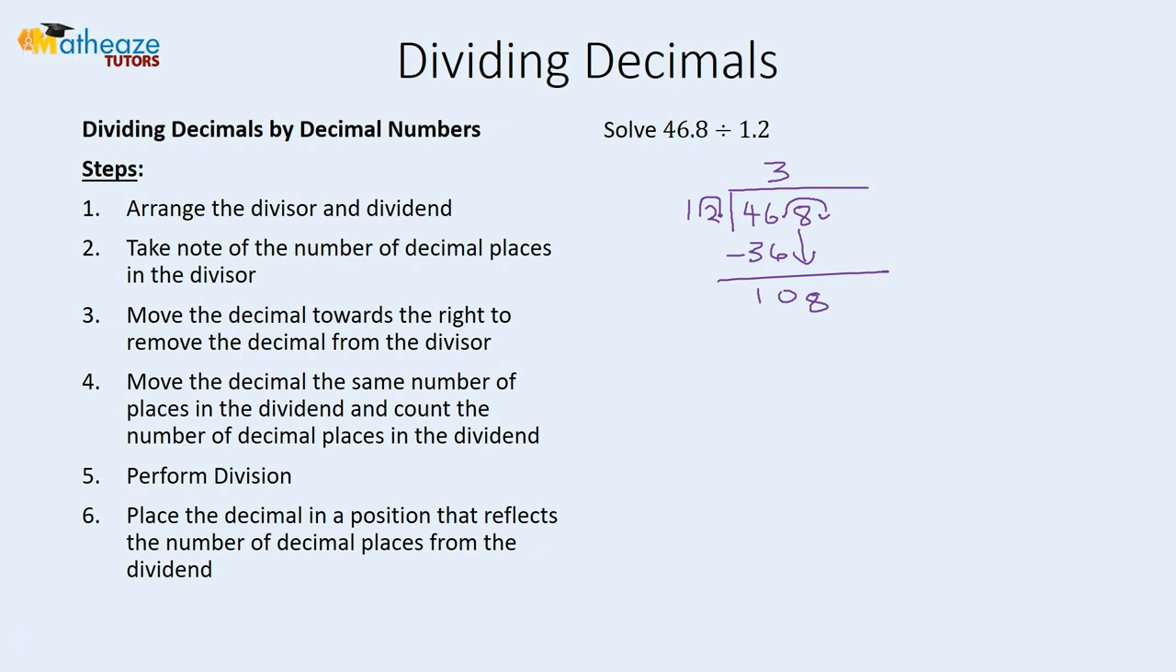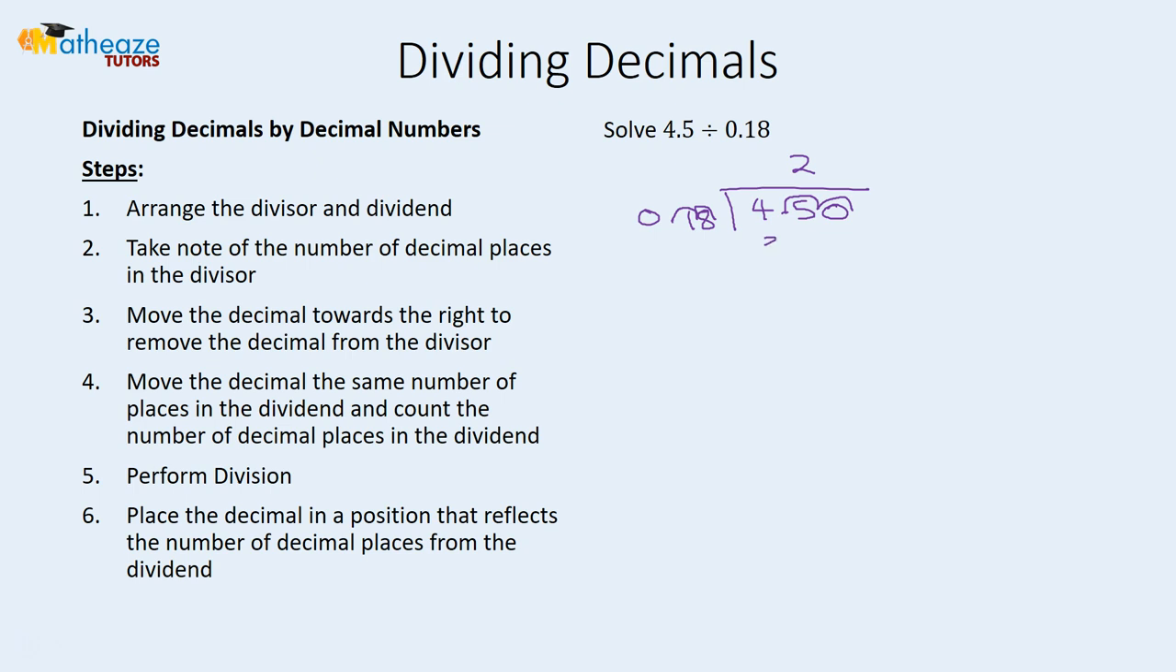108 divided by 12 should give us 9. 9 times 12, 108. What about 4.5 divided by 0.18? I have 4.5 here and 0.18. I'm moving 2 units right here. So 1 unit here and then another unit right here. So 45 divided by 18, I get 2.